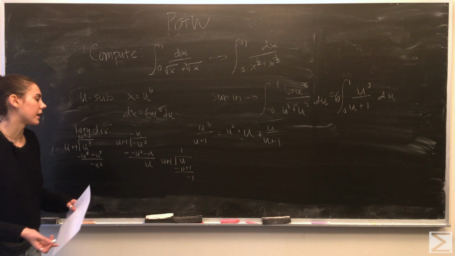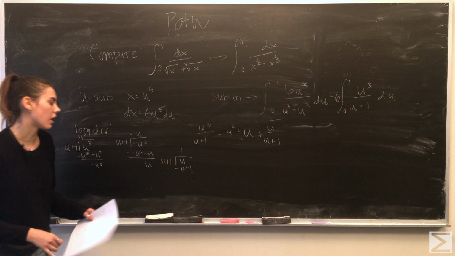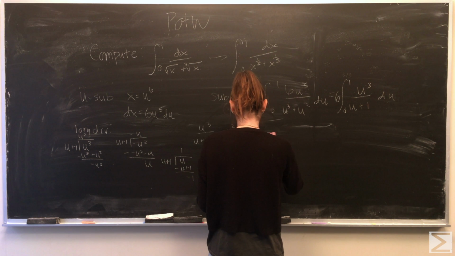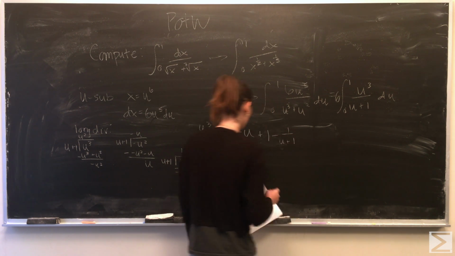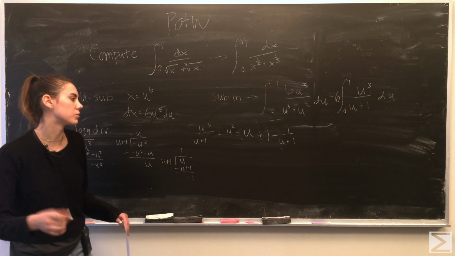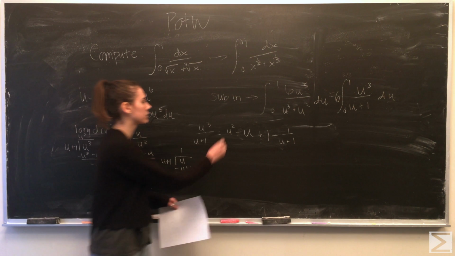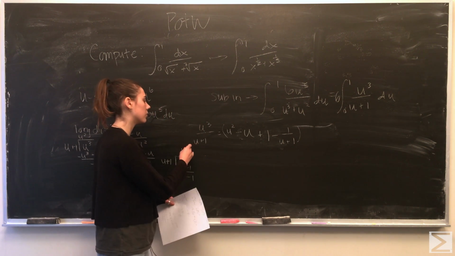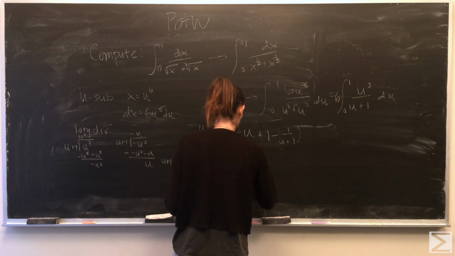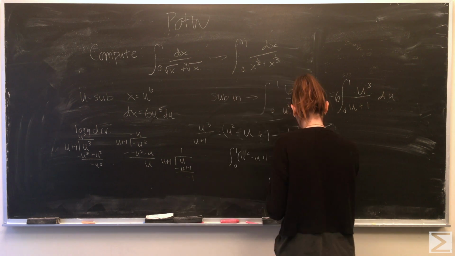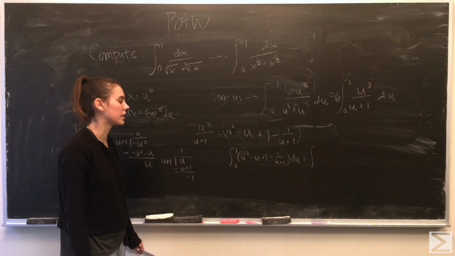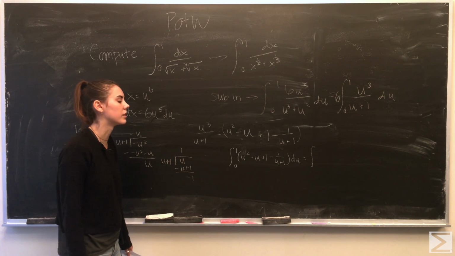So dividing u by u plus 1, we get 1, and then we have a remainder of negative 1. So that changes the rest of this function to u squared minus u plus 1 minus 1 over u plus 1. Now that we have this, we can substitute it in for u cubed over u plus 1, and we can actually take the integral of this function. So the integral then becomes the integral from 0 to 1 of u squared minus u plus 1 minus 1 over u plus 1 du.